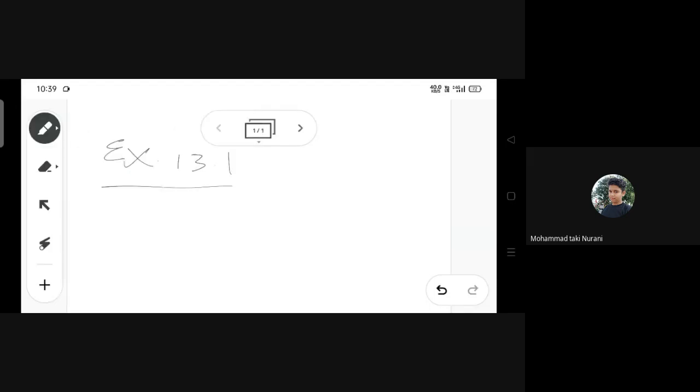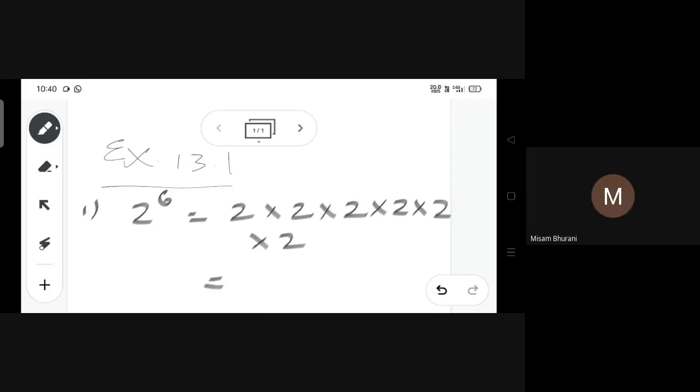Now, if you can see 13.1, the first question states 2 to power 6. Now, this can be written as 2 multiplied by 2 multiplied by 2 multiplied by 2 multiplied by 2 multiplied by 2. So the total number of 2s becomes 6 times. So, can anyone tell me the answer? Sir, 16. First understand what is the answer. Can you calculate once again?